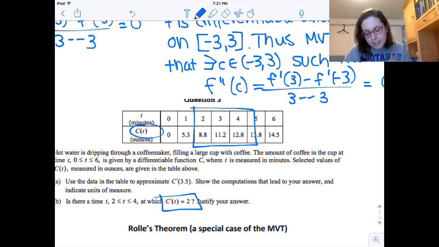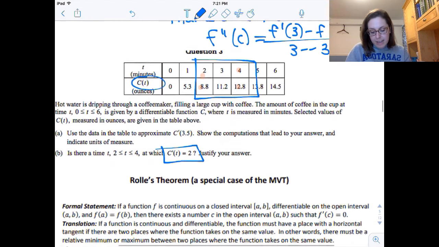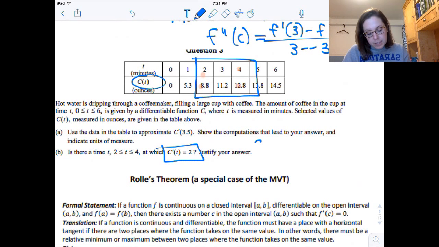And let's just kind of think about this logically. So if you do the average rate of change there, your change in y is 4. Your change in x is 2. So your slope there would be 2. So this is true. So here's what I could say. They tell me C is differentiable.